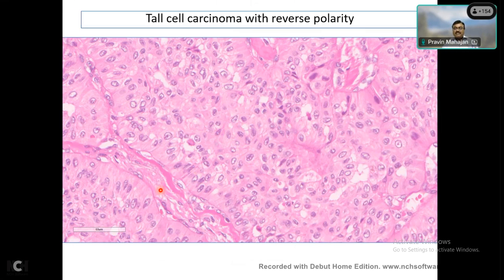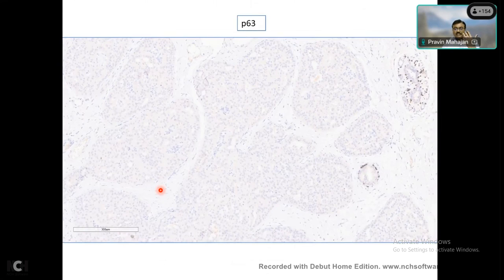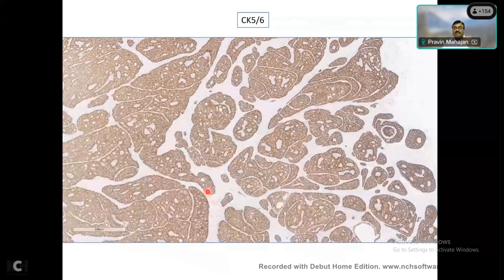Once upon a time, these were also called solid papillary carcinoma with reverse polarity. But the latest WHO says that you don't use the word solid papillary carcinoma for this kind of tumor. This is actually a rare variant of invasive tumor, which is called tall cell carcinoma with reverse polarity. If you do the IHC in this, you see that p63 is absent within the nodules as well as in the periphery of the nodules. And actually this tumor expresses basal cytokeratins. In this case, CK5/6 is nicely and diffusely positive.